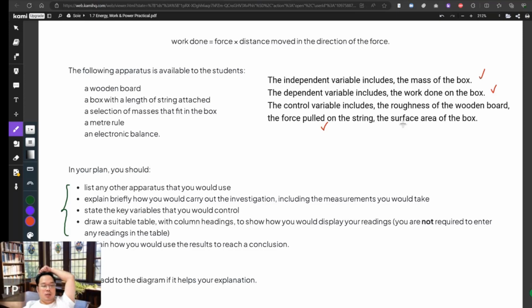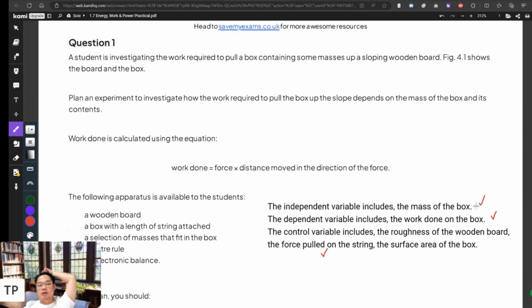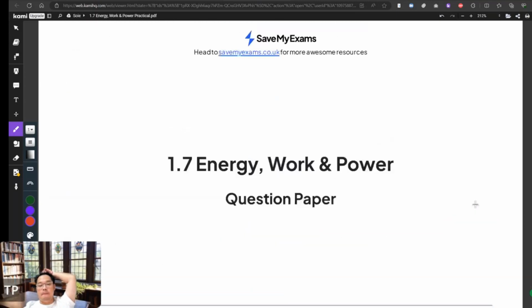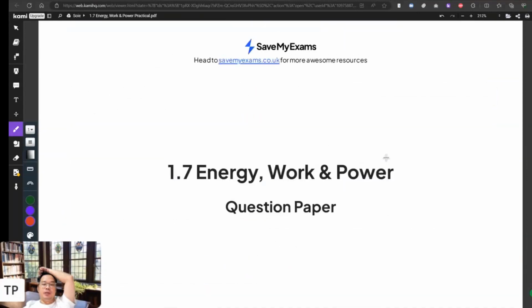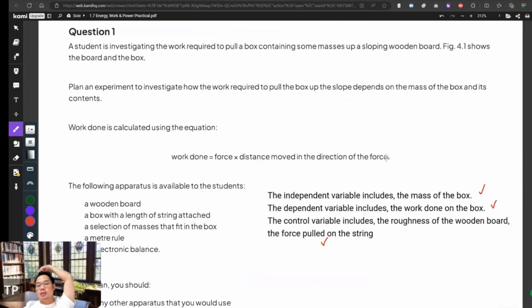I think the mark scheme will not mention surface area. But like the air resistance, if you pull it slowly, the air resistance is negligible, because the movement is slow. Okay, I'll probably get rid of it then. I don't know what else. Is the angle of the slope okay? Same angle, keeping the incline the same.